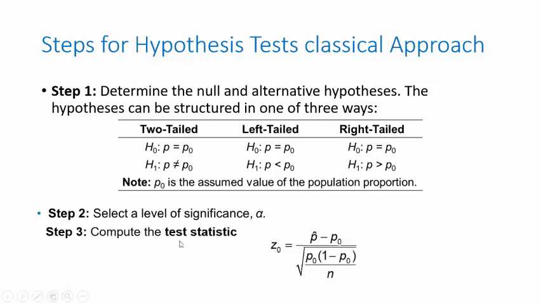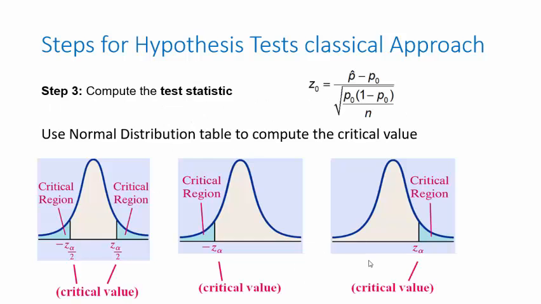The third step is to compute the test statistic with this equation. z0 is the test statistic, p hat is the proportion from the sample, p0 is the proportion in the claim, and n is the sample size. After this step, we use the normal distribution table, or a calculator, to compute the critical z value.